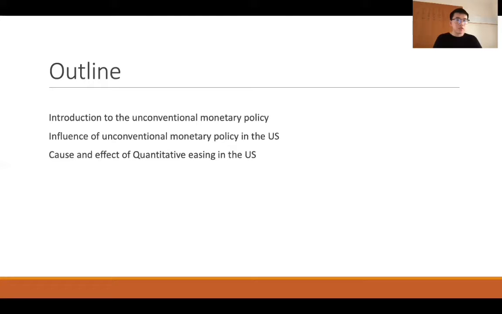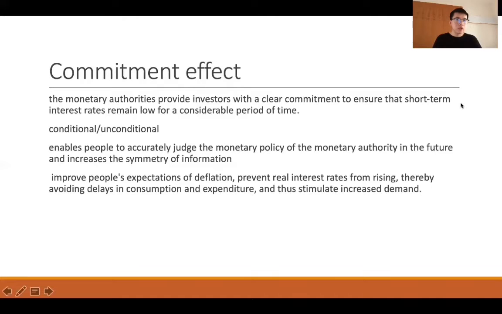First, I will introduce the 3 unconventional monetary policies, and then Cao Xin will introduce other 3, and Miao Jinghui will talk about the influence of unconventional monetary policy in the US. And finally, Huang Zhaohen will deal with the cause and effect of quantitative easing in the US. I will start my presentation with the commitment effect.